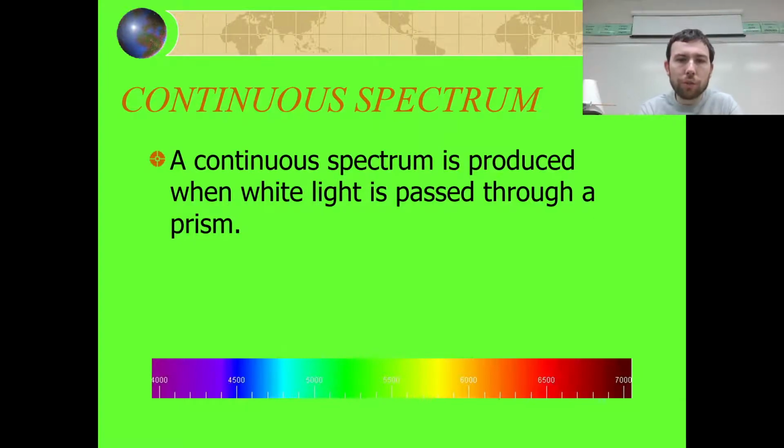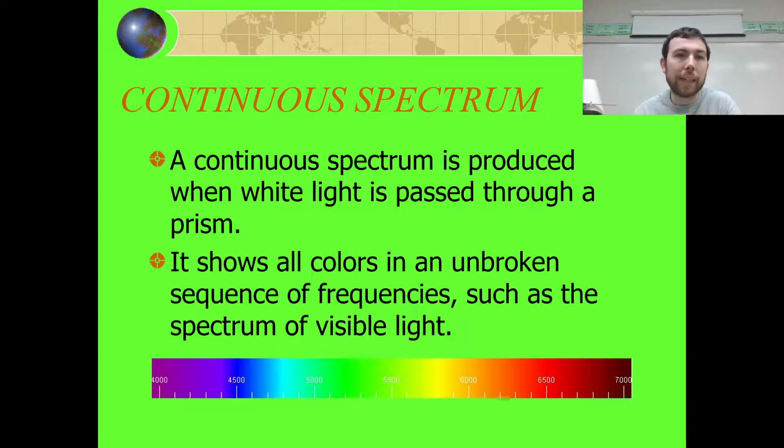So all of those wavelengths, frequencies, and energies of light will be given off by white light. And we would call that a continuous spectrum. So it shows all of the colors in an unbroken sequence of frequencies, such as the spectrum of visible light. So that's an example of a continuous spectrum.